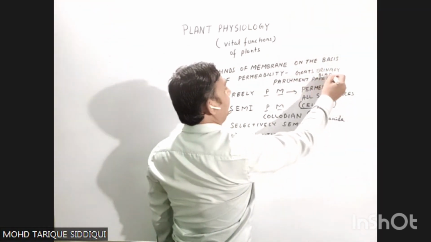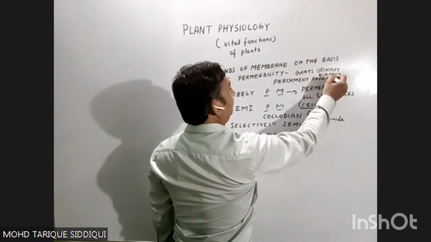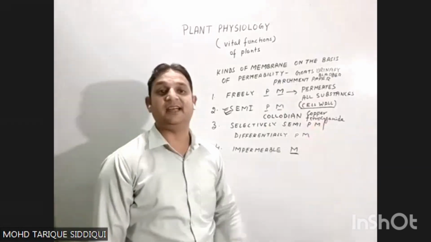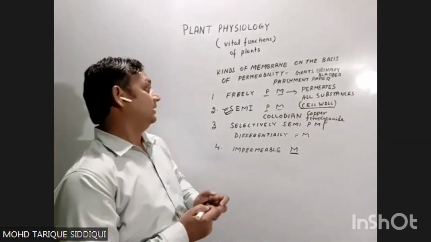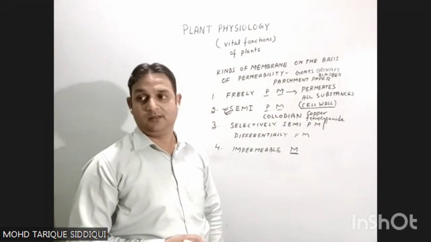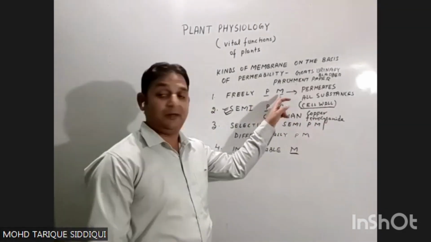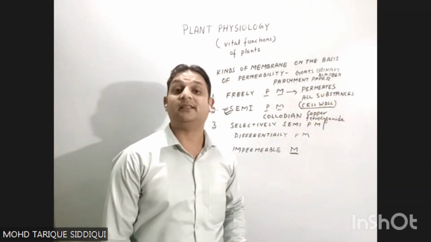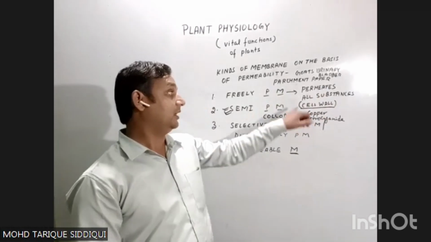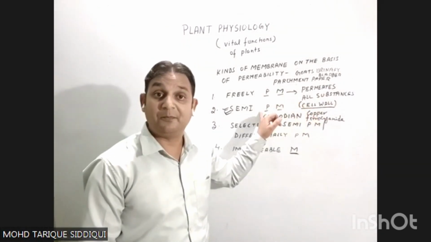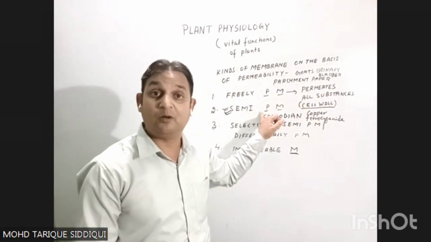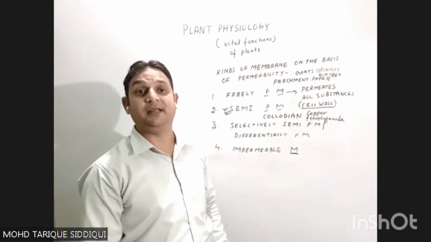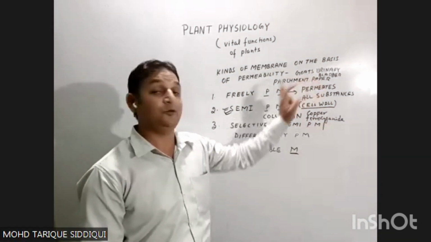Goat's urinary bladder. Parchment paper, collodion, copper ferrocyanide. All these come under semi-permeable membrane. All right. So freely permeable membrane is that membrane which permeates molecules or ions of all the substances in and out of the cell. Example, cell wall. Semi-permeable membrane is that membrane which permeates water molecules in and out of the cell. Examples: collodion membrane, copper ferrocyanide, parchment paper, goat's urinary bladder.